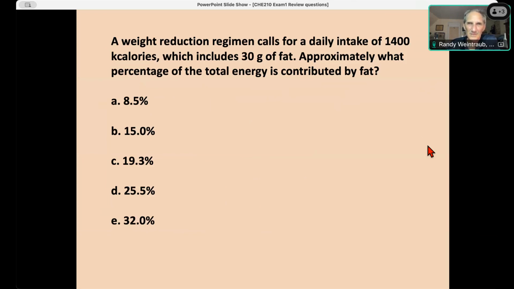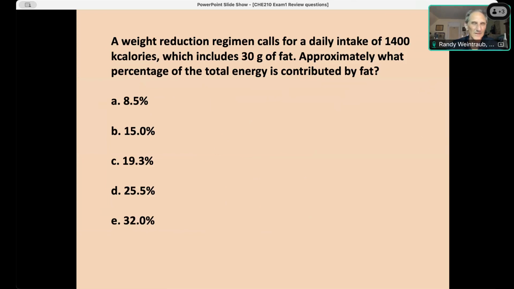Let's say a weight reduction regimen calls for a daily intake of 1400 kcals, which includes 30 grams of fat. Approximately what percentage of the total is contributed by the fat? So how do we do this? We figure out how many kcals that 30 grams of fat is going to produce. So it's 30 grams times 9 kcals per gram, divided by that total.